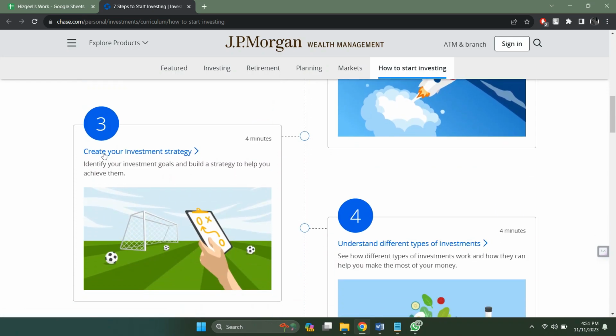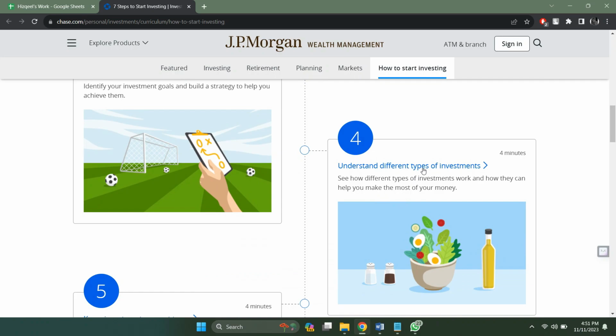Step 3. Create your investment strategy. Identify your investment goals and build a strategy to help you achieve them. Step 4. Understand different types of investments. See how different types of investments work and how they can help you make the most of your money.